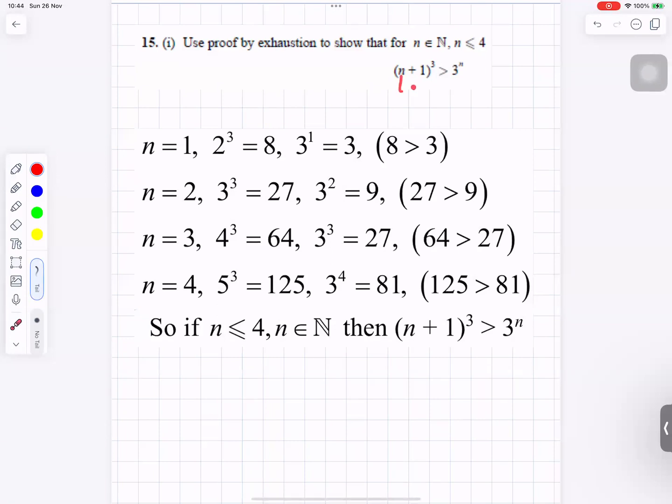So 1 plus 1 cubed is 8. You put 2 plus 1 is 3, 3 cubed is 27. You put the next one, 3 plus 1 is 4, 4 cubed is 64. And you get all those answers. So if n is less than or equal to 4, then (n plus 3) all cubed is greater than 3 to the power n. Because 8 is greater than 3, 27 is greater than 9, 64 is greater than 27.